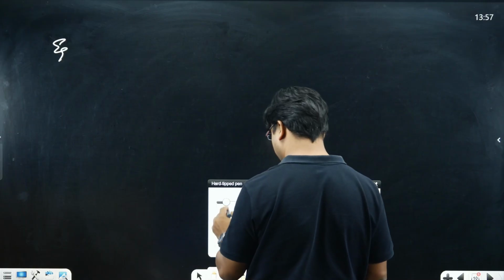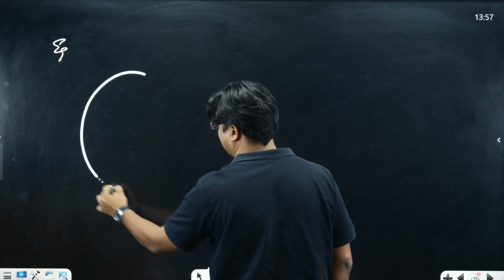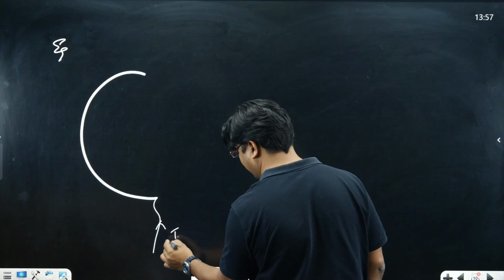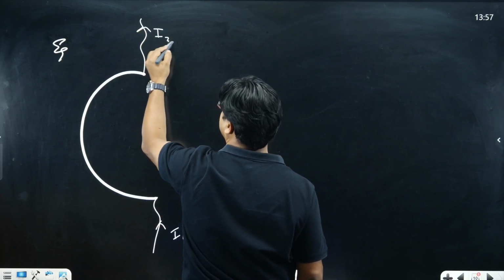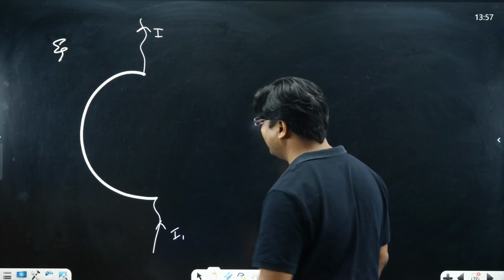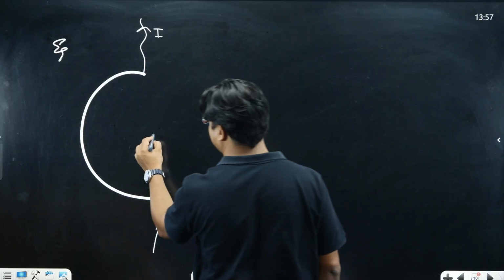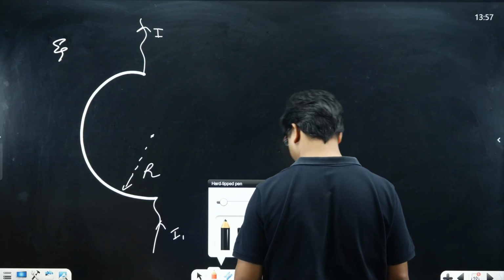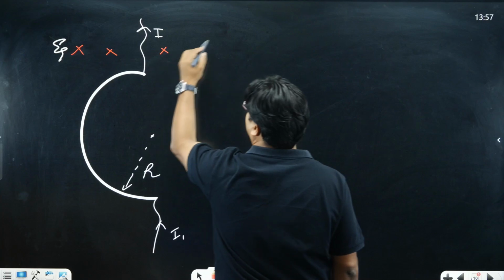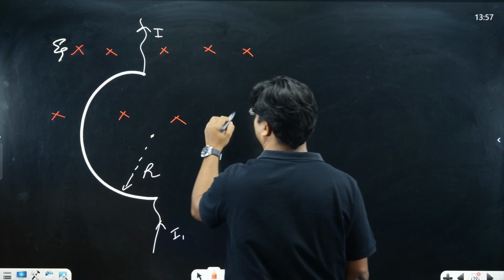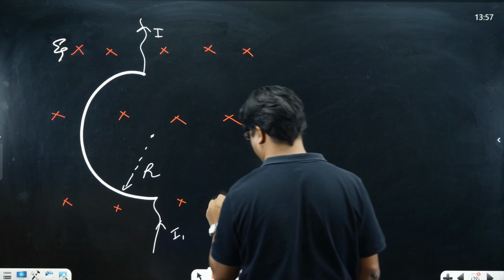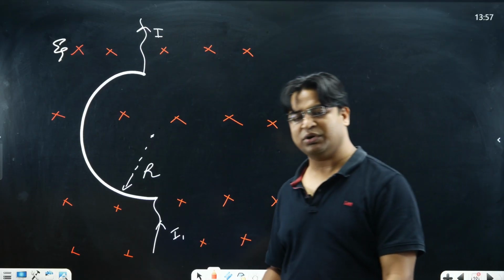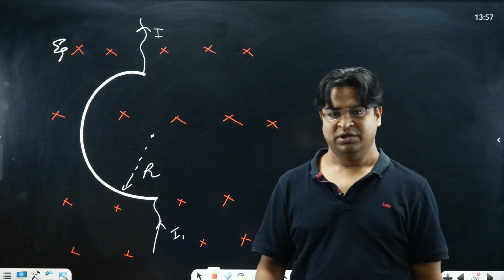Suppose we have a semicircular wire. This is a semicircle in which current is coming from somewhere like this and current is going out, and this is a semicircle with, let's say, a radius r, and it is present in a magnetic field like this. Now if I ask you, what is the force acting on this semicircle? How will we answer this?